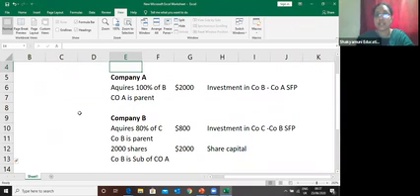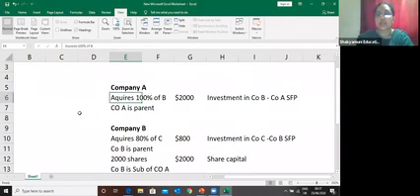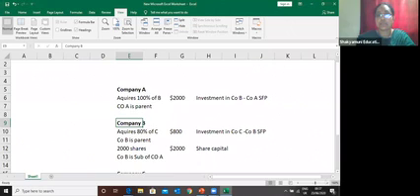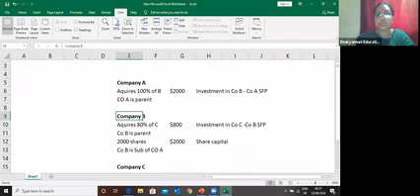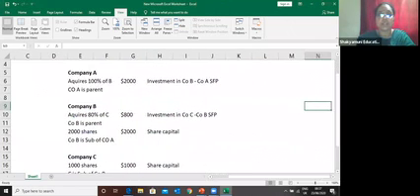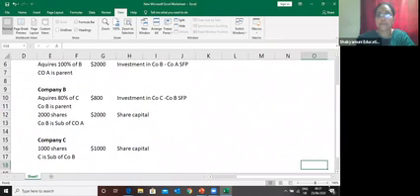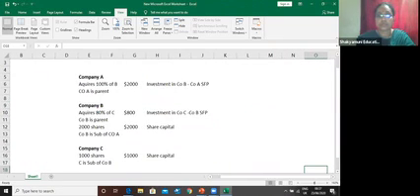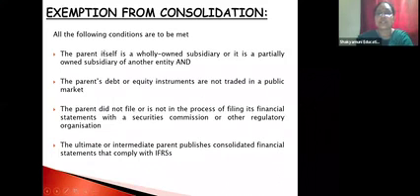But while knowing the exemptions, you should understand this indirect controlship, right? So in this case, who will prepare the consolidated financials? A will prepare the consolidated financials, not B, though B is a parent company. This is one of the exemptions. The ultimate parent company will prepare the consolidated financial statements. Right, so that is one of the exemptions.